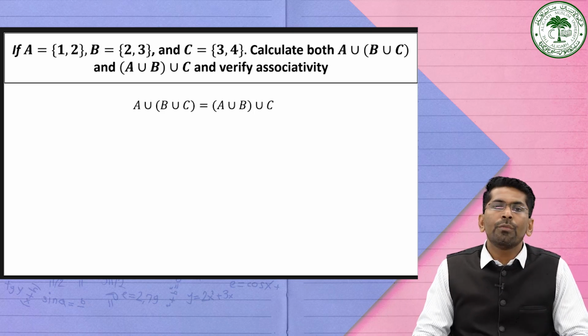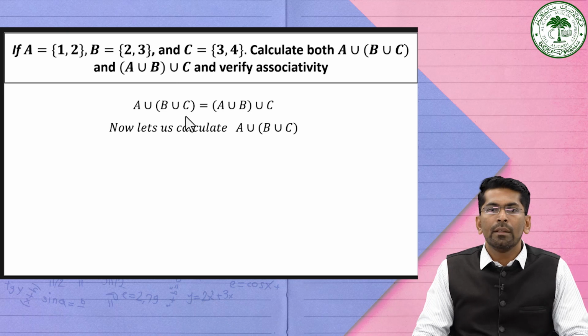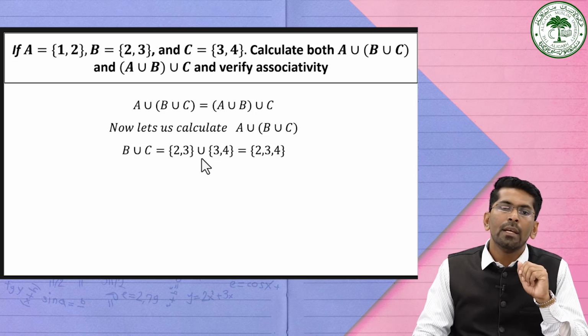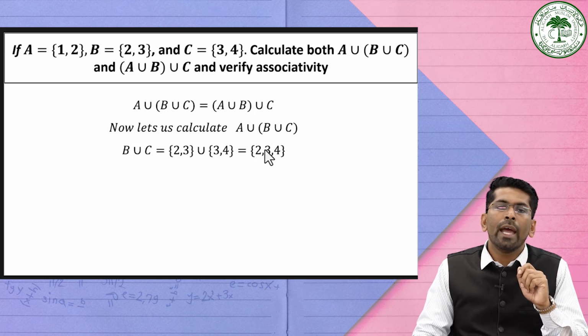We are going to prove this by using this particular example. First, we are going to consider A union B union C. Here, B union C is equal to, what is B? It is {2, 3} union C, which is {3, 4}. So B union C is equal to {2, 3, 4}. 3 is repeated here, so we write it only once. So this is B union C.